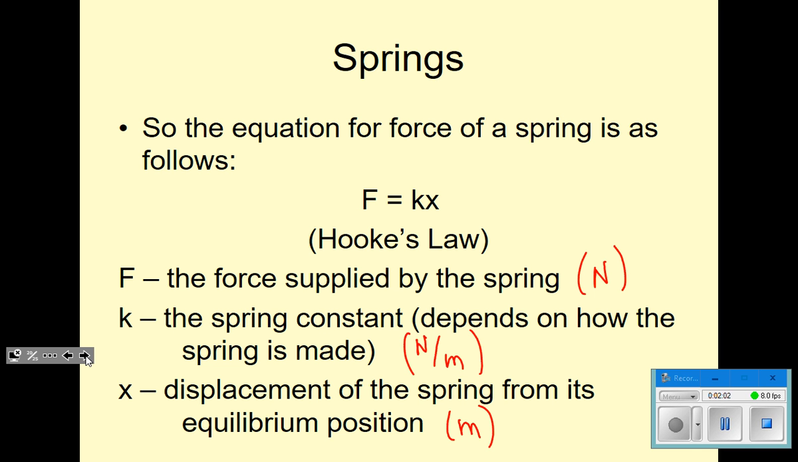For example, the shocks on your car are a spring, and they're made out of really thick metal that's coiled really tight. But a slinky is made out of really thin metal, and it's not coiled real tightly, so their spring constants, or force constants, are different. And then X is the displacement of the spring from its equilibrium position, and it's in meters. Now the force constant is in newtons over meters. Don't get that confused with a newton meter, which is multiplied, and that's a joule. Okay?